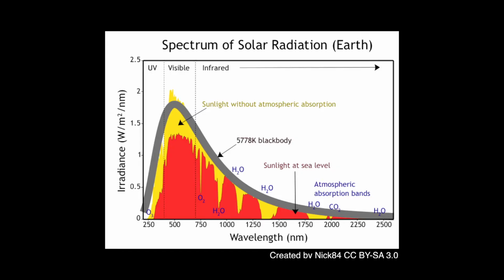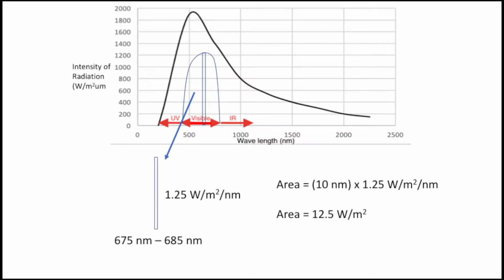However, we can use the plot of intensity that Dr. Meredith showed us to estimate the energy near 680 nanometers. Let's look at the interval 675 to 685 nanometers because it is centered around 680 nanometers. Using calculus and the concept of area under the curve, we can calculate the energy in the 675 to 685 nanometer range to be 12.5 watts per meter squared.